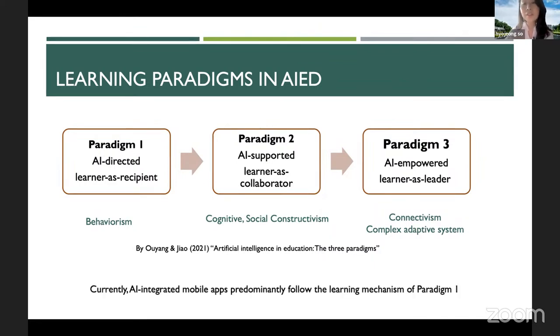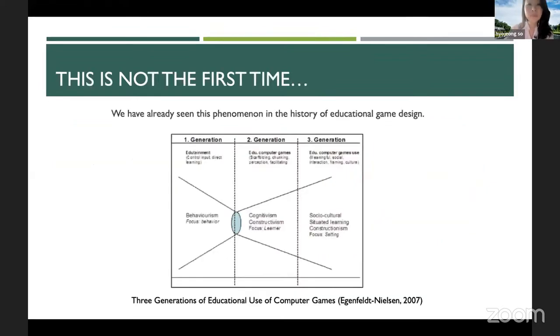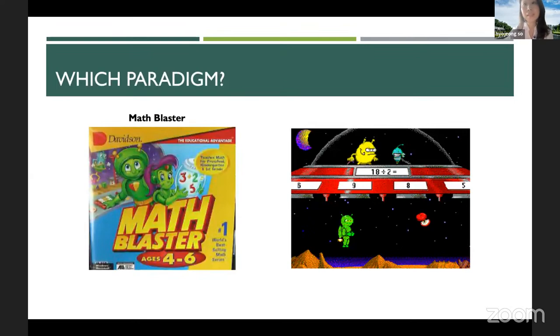Of course, my research kind of confirmed that many of the AI applications that we can see in education still remain in paradigm one. And this is not the first time; in the history of educational game design, we have already seen this pattern. Early design of educational games was like this, right? It's Math Blaster. And what learners have to do is just answer these math questions, and they get the points. A very behavioristic kind of learning mechanism.